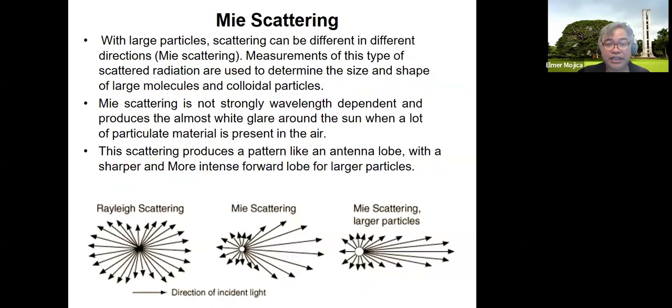Now, there are also some other types of scattering. We have the so-called Mie scattering. The Rayleigh scattering is really spread out in the direction of the incident light. Now for Mie scattering, with large particles, scattering can be different in different directions. Measurements of this type of scattered radiation are used to determine the size and shape of large molecules and colloidal particles. Maybe this is where you include your Tyndall effect. Mie scattering is not strongly wavelength dependent and produces the almost white glare around the sun when a lot of particulate material is present in the air. I don't know if you observed that.